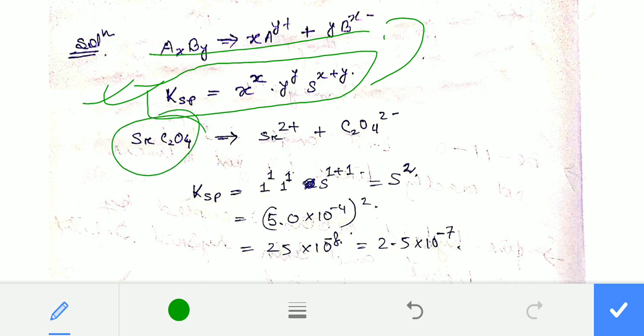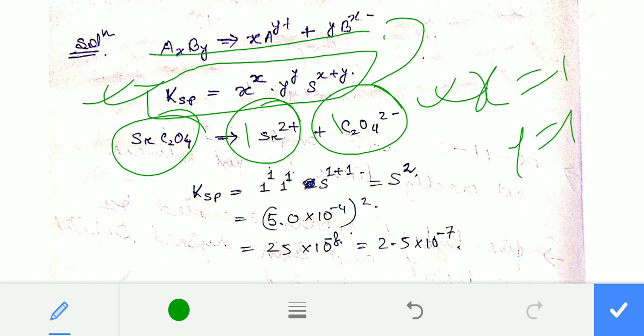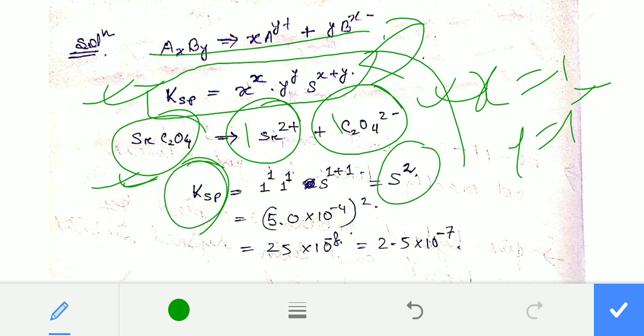Now here, strontium oxalate is given, which dissociates to give 1 mole of strontium 2 plus and 1 mole of oxalate 2 minus ion. Therefore, x is equal to 1 and y is equal to 1, since 1 mole of cation and 1 mole of anion result from the dissociation of strontium oxalate. If we put this value in the equation, we get Ksp equals S squared for strontium oxalate.